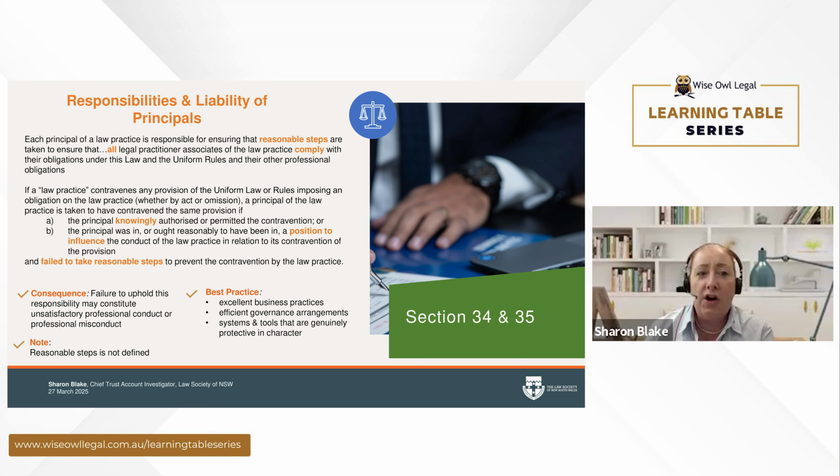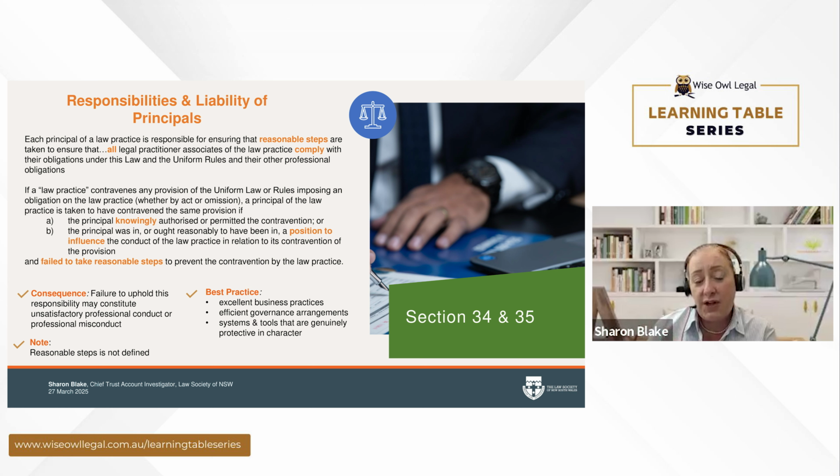subsection 35(1) of the Uniform Law provides that if a law practice contravenes any provision of the Uniform Law or rules imposing an obligation on the law practice, whether by act or omission, a principal of that law practice is taken to have contravened the same provision if the principal knowingly authorized or permitted the contravention, or the principal was or ought to reasonably have been in a position to influence the conduct of the law practice in relation to the contravention of the provision, and failed to take the reasonable steps to prevent the contravention.